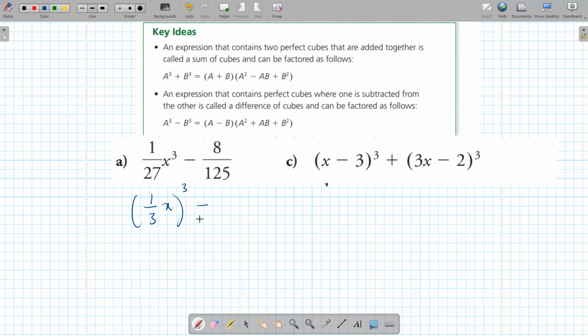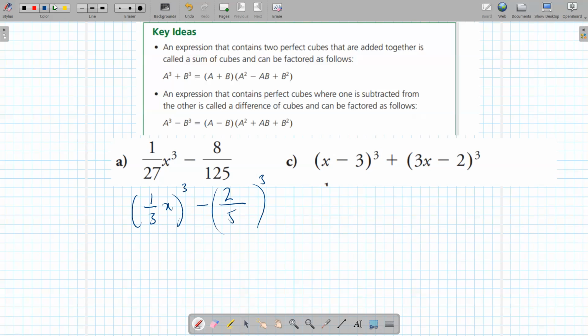What's the cube root of 8? Think of it that way. 2. What's the cube root of 125? 5. That's it. 2 over 5. The cube root of 8 over 125 is 2 over 5.